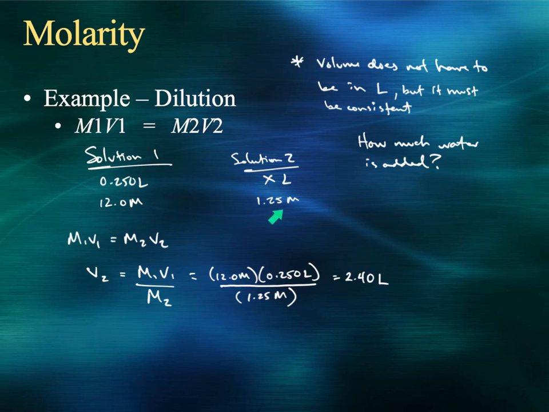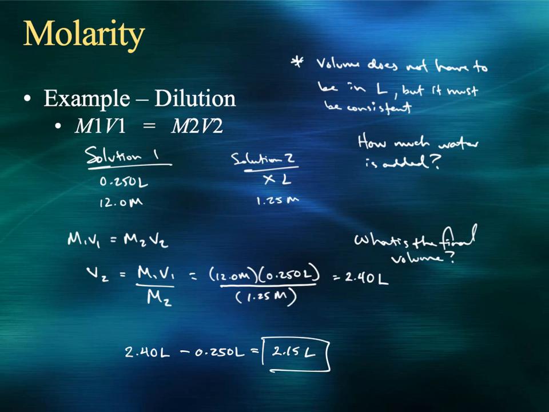Okay, that's what the final volume is. If the question asked, what is the final volume, you'd be done right there. You've calculated what the final volume is, which would be 2.40 liters. This question asked, how much water did you add? Well, you didn't start with 0. You started with 0.250 liters. So all you have to do to figure out how much you added is take what you ended with. You ended with 2.40 liters. You started with 0.250 liters. Meaning that we added 2.15 liters of water. So you'd have to actually add 2.15 liters of water to make the final volume 2.40 liters.